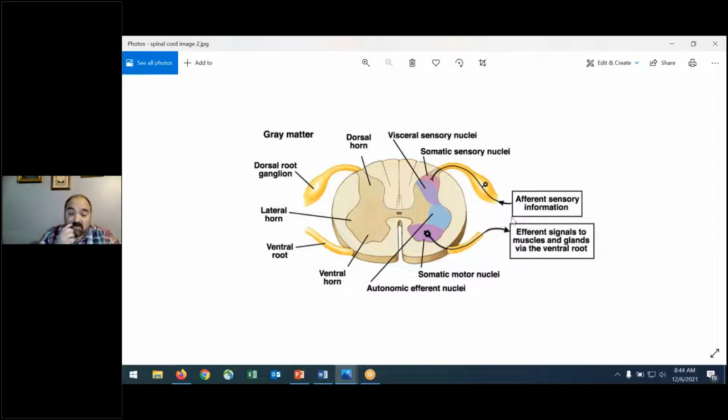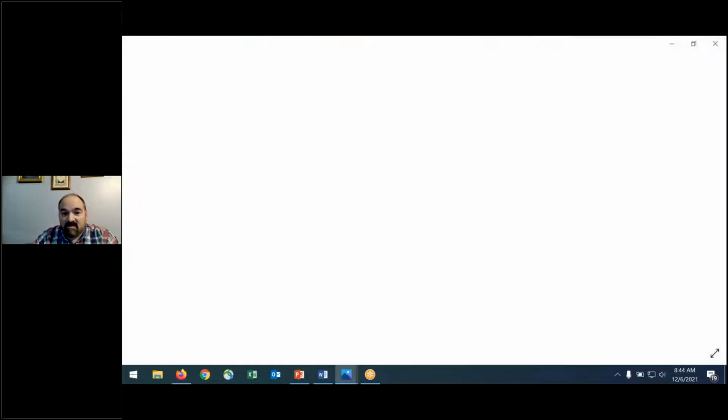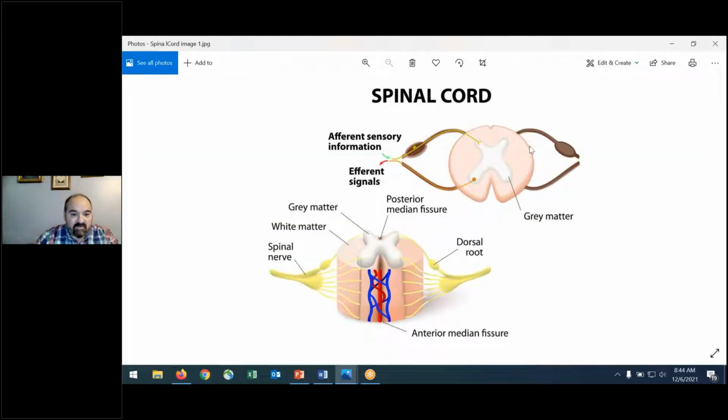Again, I'll post these images for you in documents and resources. Let's move out of that one. And this one is also a more simplistic image, but again, it helps you to see a little bit more of the sensory input and the motor output, and to see the actual spinal nerve itself, folks.